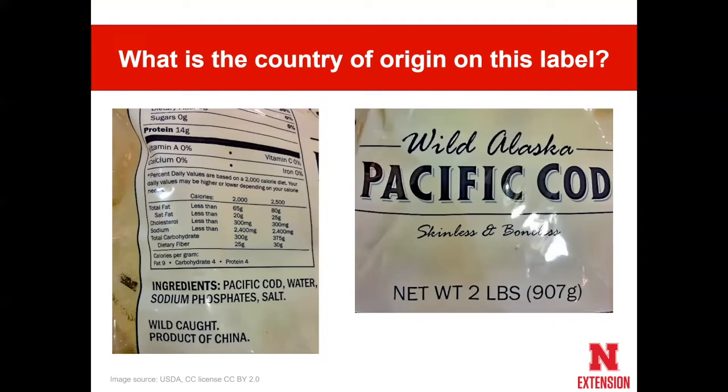So on the next slide, you can see that you would think the product actually is wild-caught Pacific cod. So Alaska, it's from the US. But if you look further on the label, you can see it's actually a product of China. And that's the case. From my reading, there's a lot of fish that may be caught in the US or South America, but a lot of it's processed in China. So it has to be listed as a product of China for that reason.